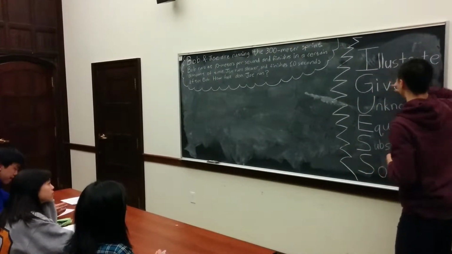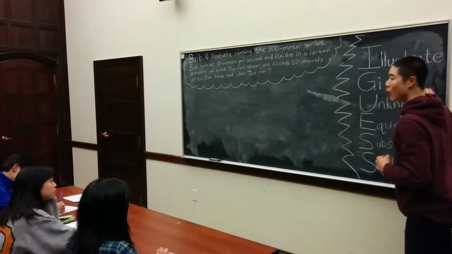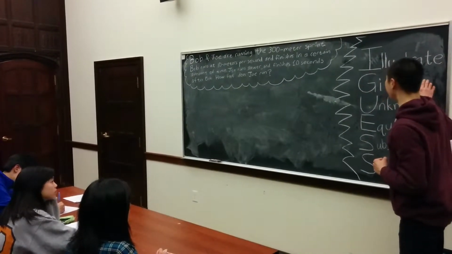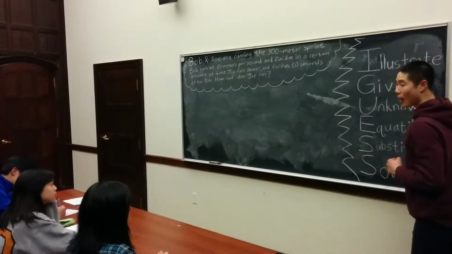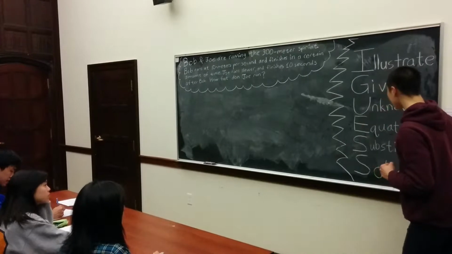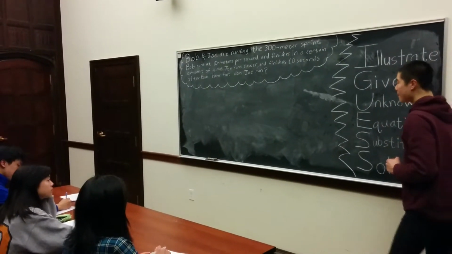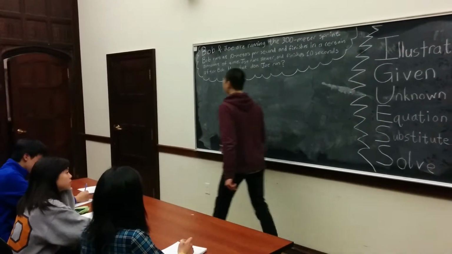All right? So first we're going to illustrate the problem. Then we're going to write out all of the given information, all of the numbers. We'll write out our unknowns and set them to be our variables. We'll set up an equation, substitute, and solve. All right? So why don't we do a practice problem?